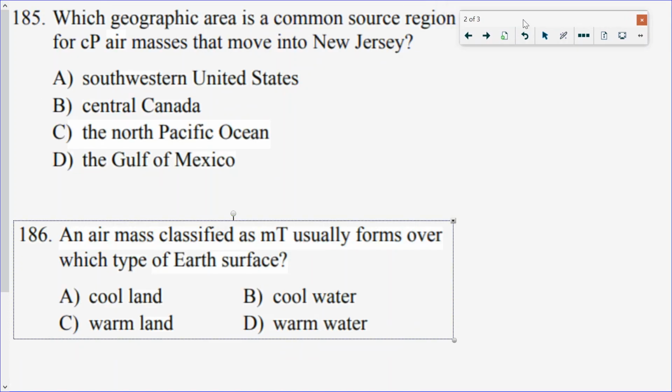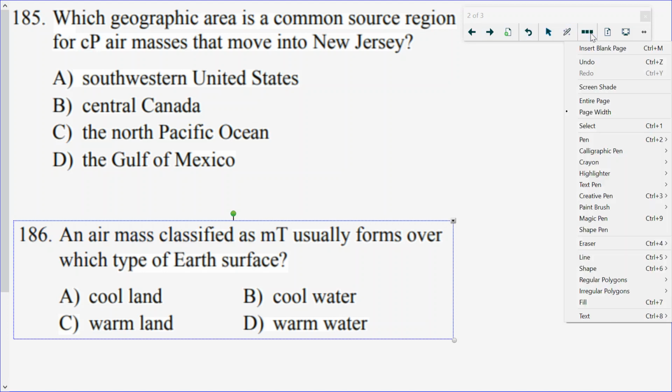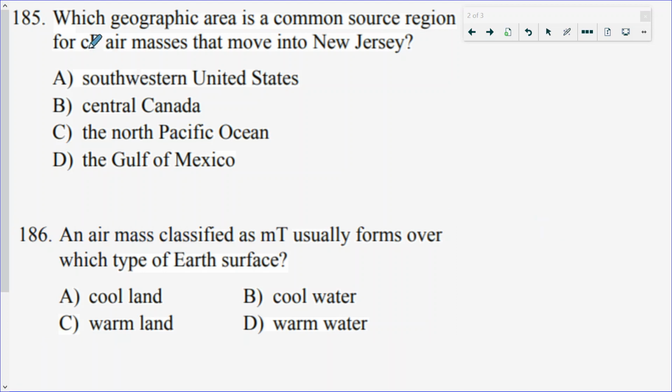Couple straightforward questions. They don't get too tricky with air masses. Geographic area for CP, continental polar. So which one is the continental polar going to be? Continent, land, polar, cold. Bingo. Air mass is MT, maritime tropical. So you need to be really comfortable with those different terms. Maritime, ocean, tropical, warm, warm ocean. Choice D.